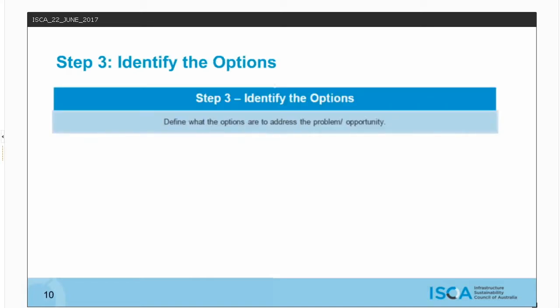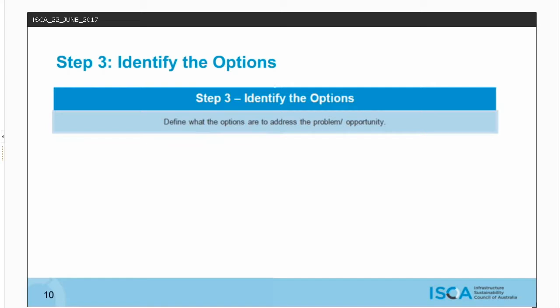So we've looked at defining the problem or opportunity and then identifying key stakeholders and their drivers. We're now moving on to step 3, identifying the options. The completion of this step should result in the identification of a set of options that can be readily assessed. There are many processes that can be used to generate ideas for options, including ideation or brainstorming, design thinking and charrettes.